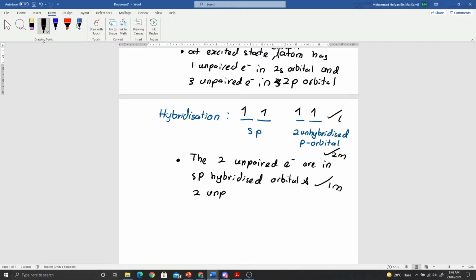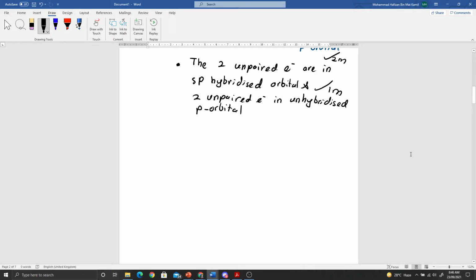Okay, and 2 unpaired electron in unhybridized p orbital. Okay, so untuk overlap, cara untuk describe the orbital overlap.